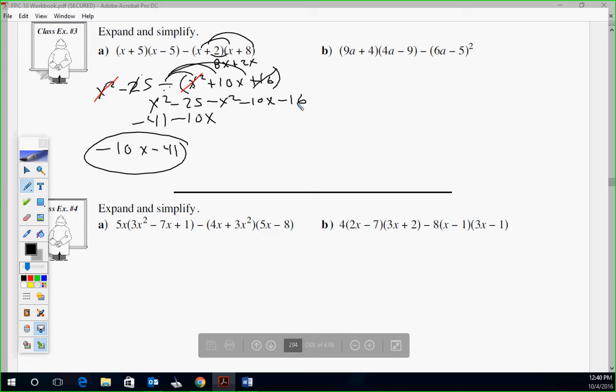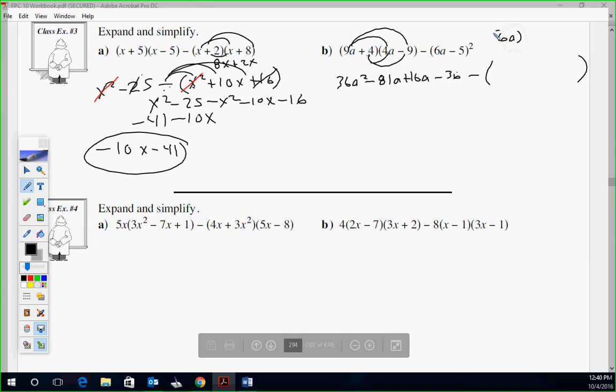Okay, this one's not a difference of squares. Looks like it is, but it's not quite. Okay, 9a times 4a, that's 36a squared. Have to FOIL this out. 9a times negative 9 is negative 81a. 4 times 4a is 16a. 4 times negative 9 is negative 36. So that's the first piece. Now the second piece is something squared, so we can use our pattern for that one. I'm going to put brackets here, though, because it's minus this whole group.